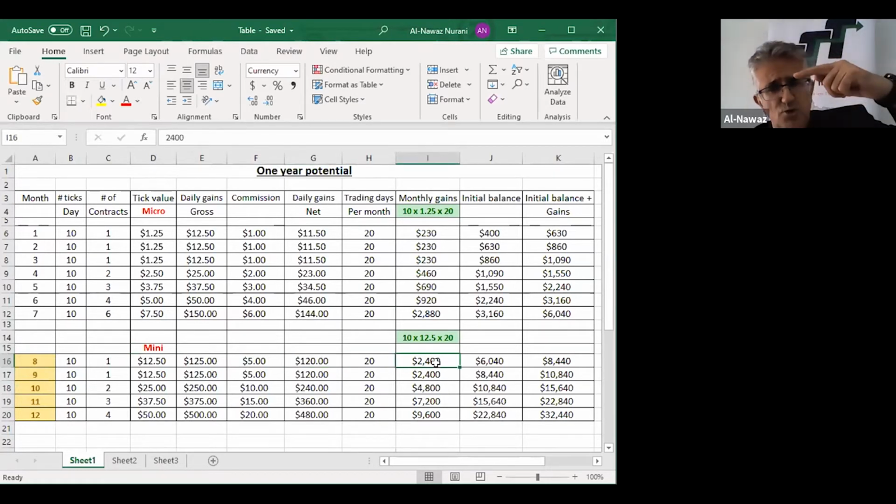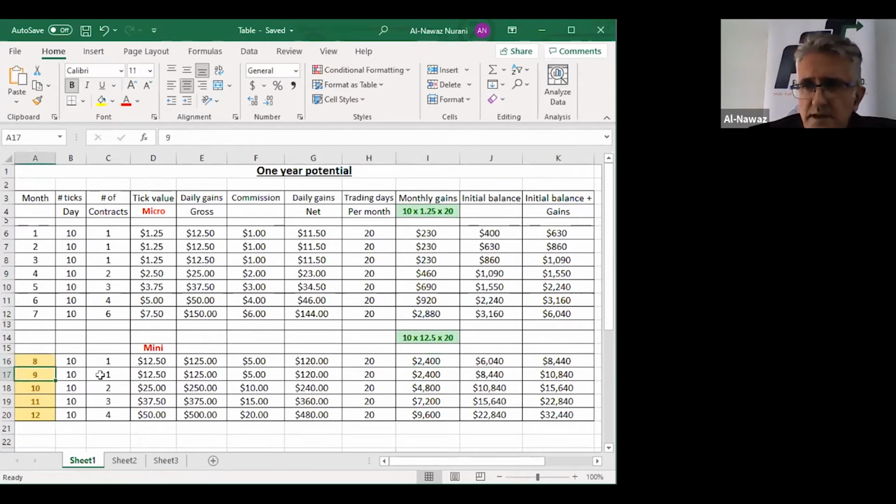Once again, you apply the same principle of money management. For every increment of $5,000 in your account, you can add 1 contract to your trading position. So for the first 2 months, month number 8 and month number 9, you are still trading with 1 full-size contract till you reach $10,000. When you are over $10,000, you can trade with 2 full-size contracts.